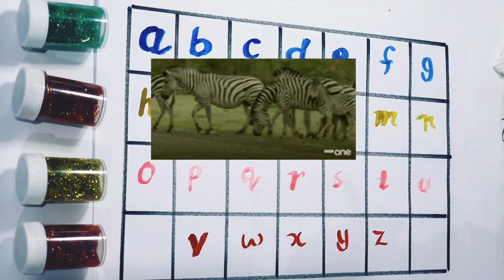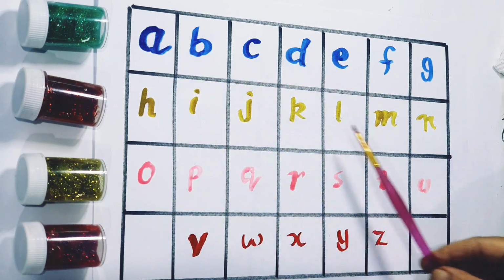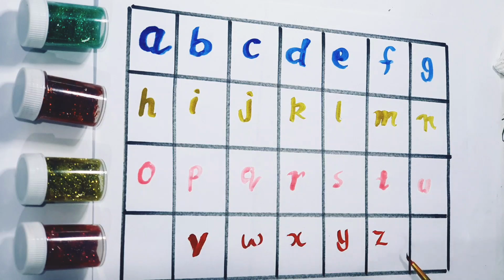So kids, what we learned today? Blue color, dark yellow color, pink color and red color.